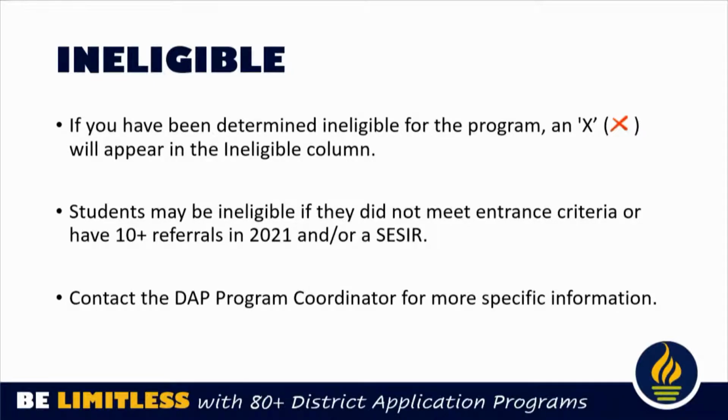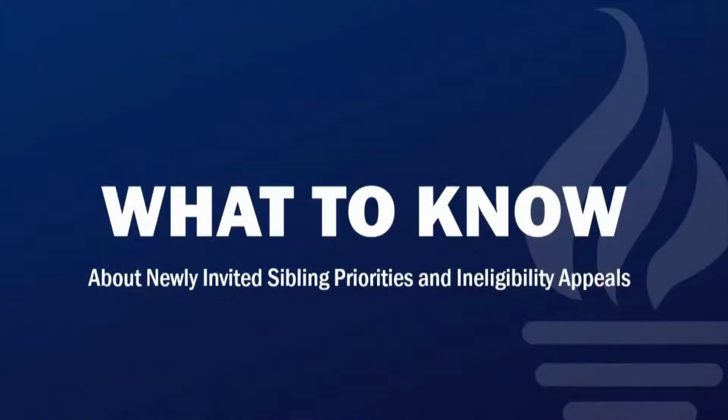I briefly spoke about the ineligibility. So there are ways that you might be ineligible. One is that you did not meet the entrance criteria. Or the other is if you're in secondary and have 10 or more referrals in 2021 and/or assessor at any time. If you want more specific information on why you're ineligible, just reach out to the coordinator at that specific program and they can give you some more information.